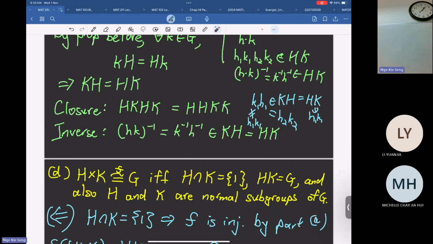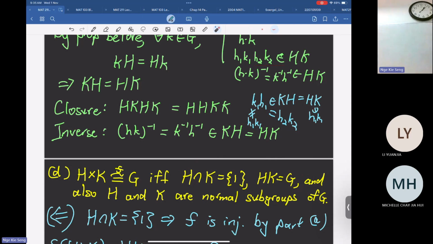So the first two are obvious. Whenever it's injective, your intersection is 1. This is by part 1, the if and only if, two directions. And HK equals G is just the definition of surjectivity. So what you really need to show is that H and K are normal.